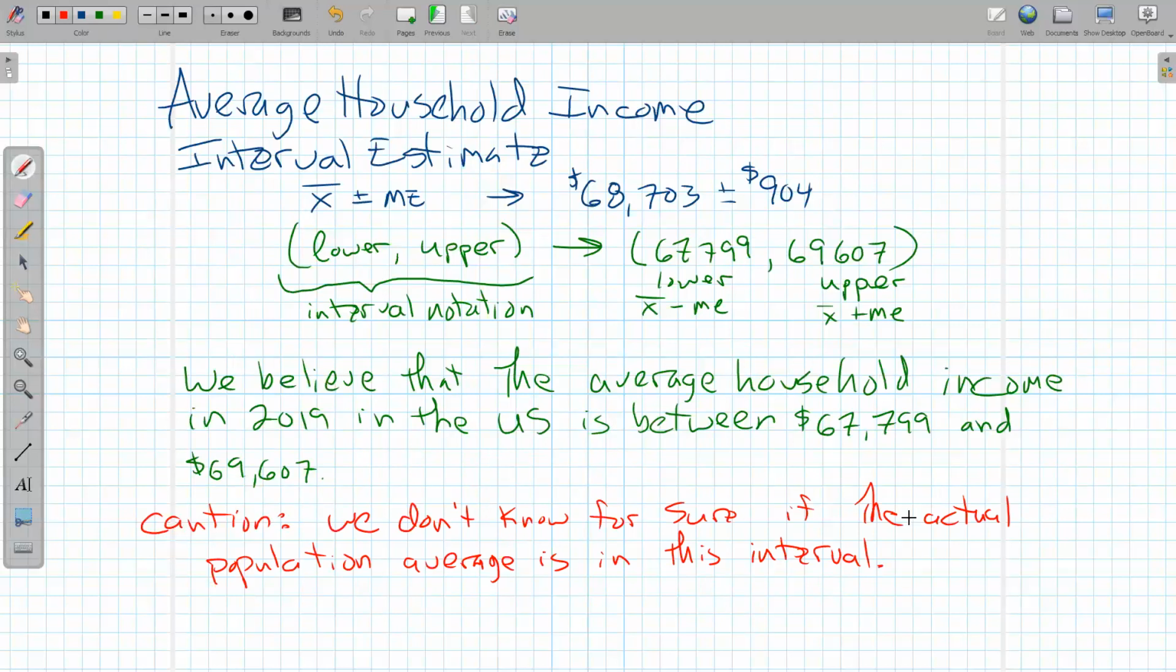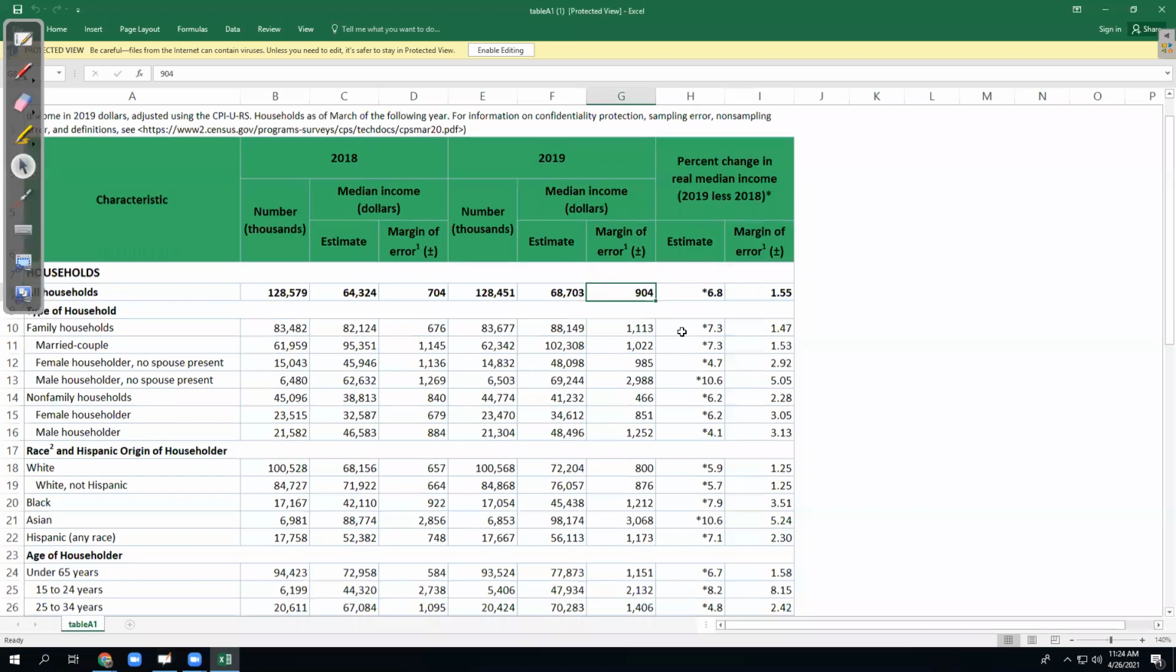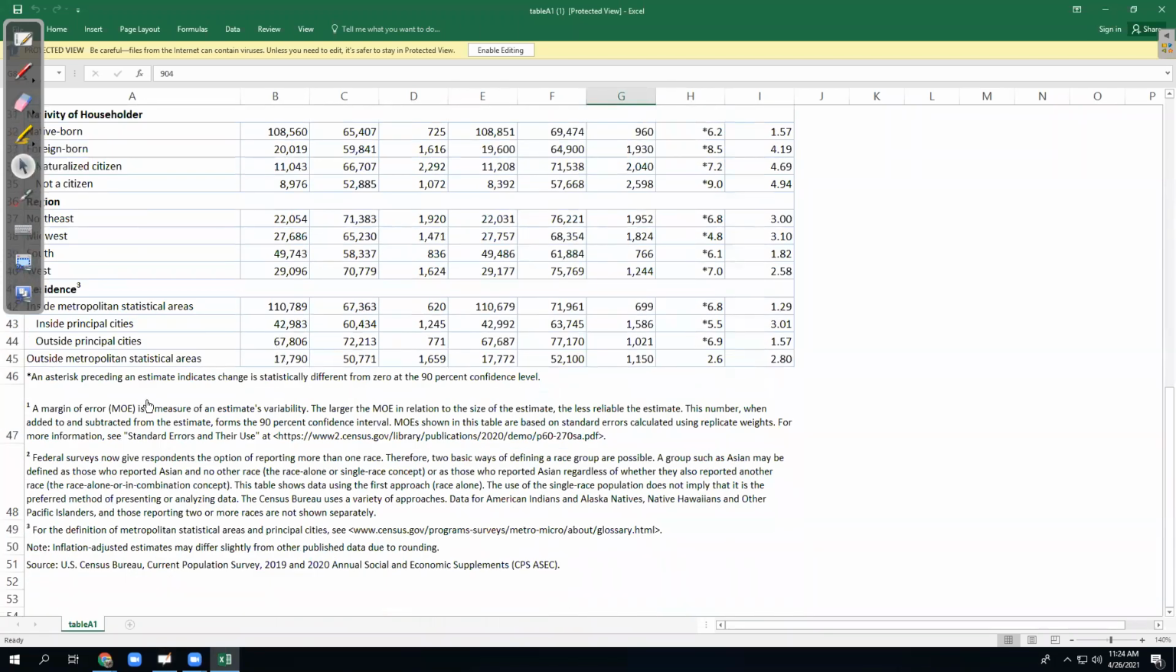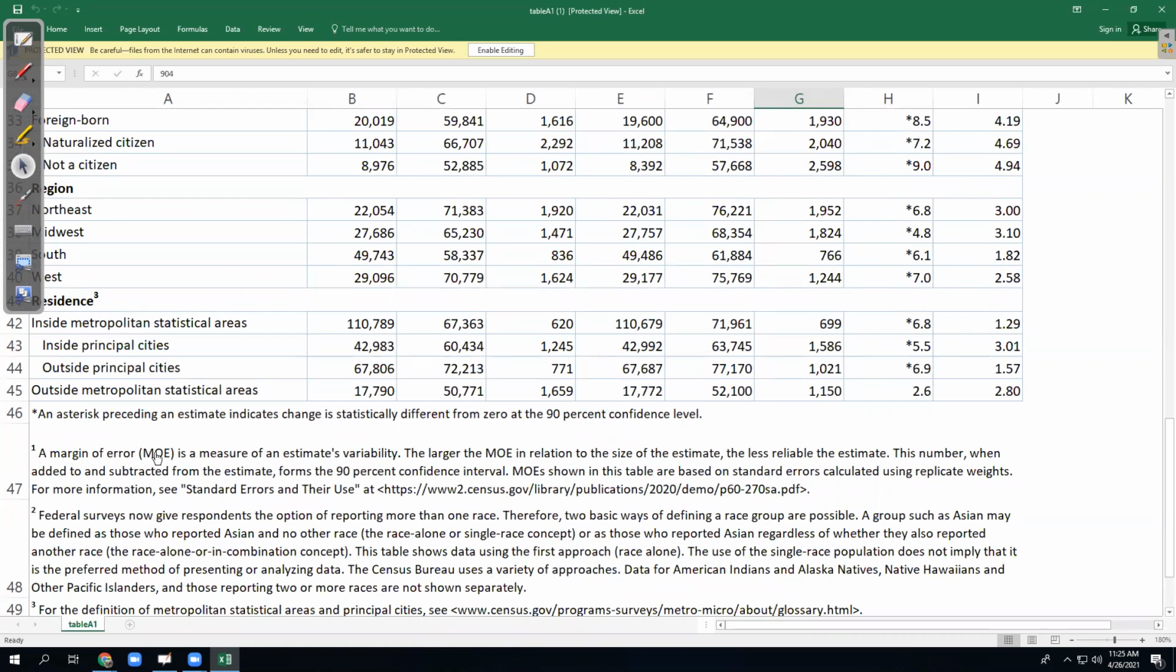Another thing to note is if I look back at where I got this data, they have a 1 here, which means there's information about what they mean by margin of error. So let's scroll down and look for that 1. Here it is. Let's blow this up a little more. A margin of error, they're calling it MOE, is a measure of an estimate's variability. So that means this estimate could be right, might not be. The larger the MOE in relationship to the size of the estimate, the less reasonable the estimate is, but that's a whole other discussion we didn't get to.